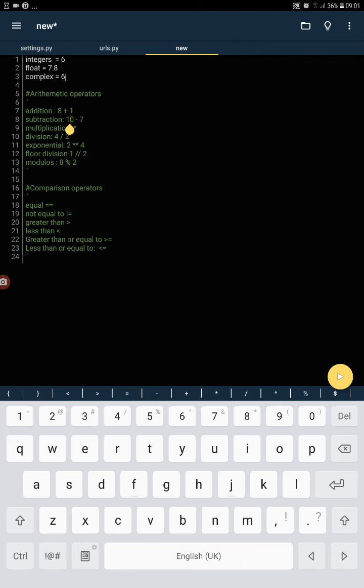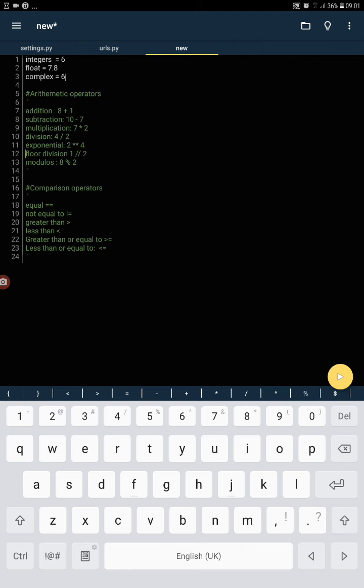If you see the arithmetic operators, you have addition, subtraction, multiplication, division, and you all know this. But the interesting one is the exponential. You see 2 asterisks and then 4. The single asterisk serves as multiplication, so we can say 7 times 2. But this exponential serves as raised to the power. So this is actually 2 raised to the power of 4. That's what the exponential means.